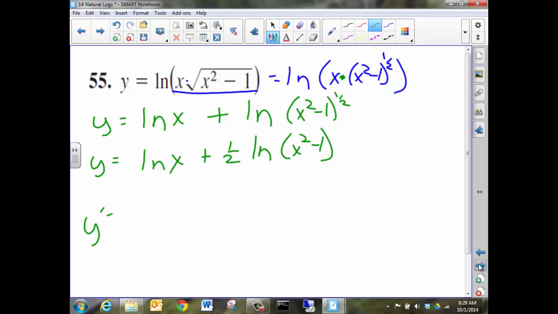What's the derivative of ln of x? 1 over x. What are we going to do out here? 1/2 times 1 over x squared minus 1 over 2x.